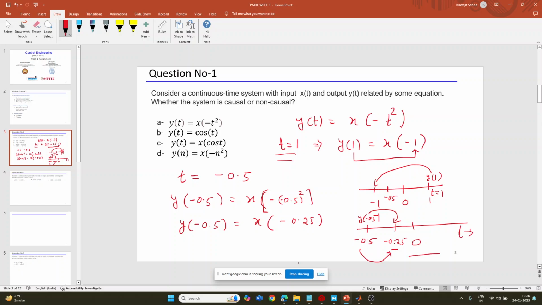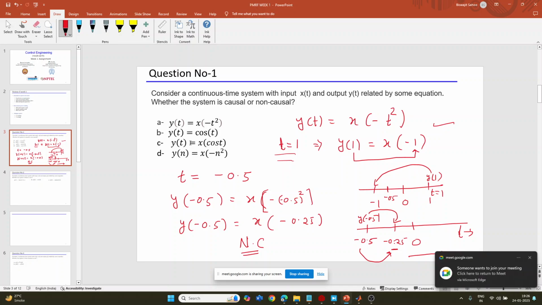On the number line, with respect to time, time is increasing from left to right, from minus infinity to plus infinity. That's why for minus 0.5, minus 0.25 is the future value. For one point of time it is satisfying, for another point it is not, so don't convince yourself by checking at one point. You conclude that if a system at any point of time depends upon the future input, then the system is non-causal. So the answer for this question is non-causal. Are you getting my point? Yes, sir. Now you can solve the second question.